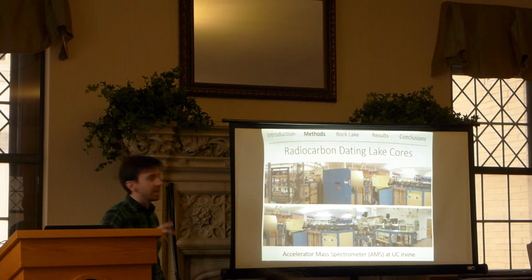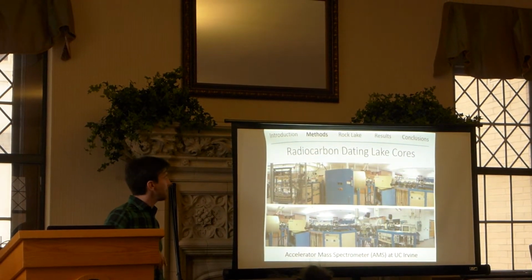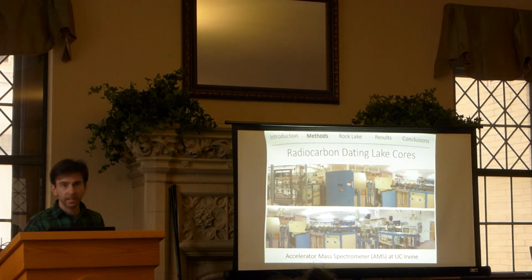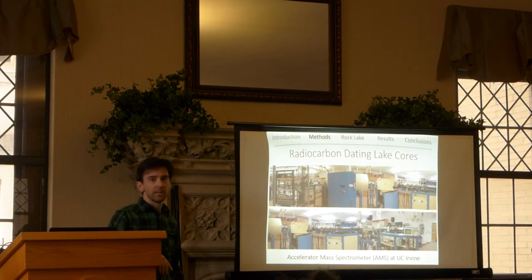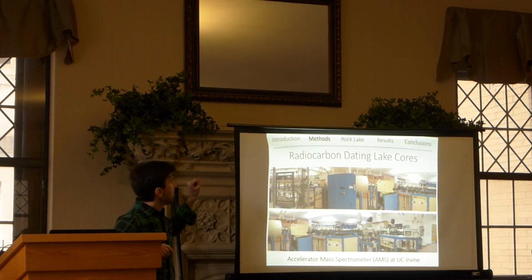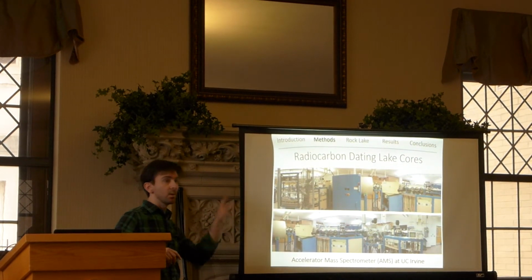In that this machine is counting individual carbon atoms. And in doing that, we can take materials like twigs or charcoal or seeds from our cores. We can process the sample, convert that to CO2, and then measure the carbon isotopes here, and then we can convert the depth in our cores over to age.